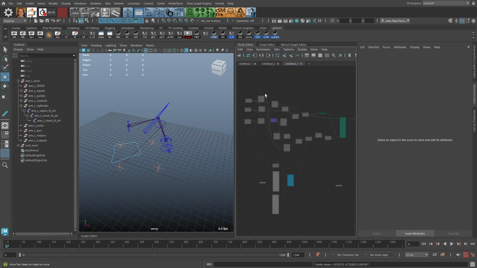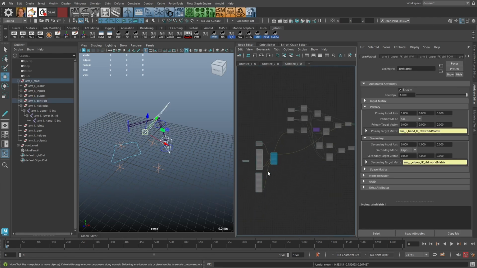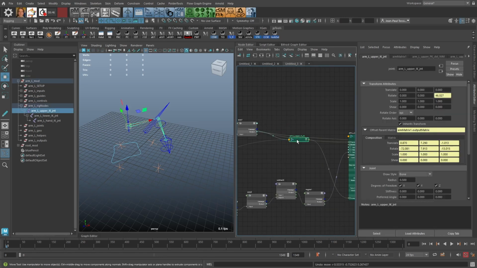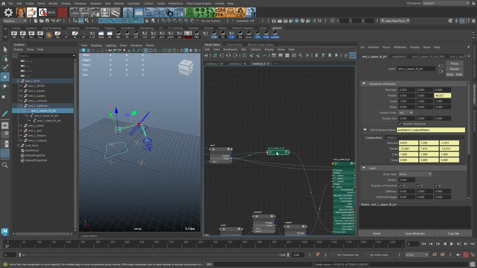But the whole point was to get rid of the joints, and we still have the joints in the setup. So let's replace the joints with temporary locators, so we can use them when blending the FK and IK to the actual joints we're going to use for skinning. For this, we can recreate this matrix by multiplying the local matrix that's using the angle to build a matrix, and that's multiplied with the offset parent matrix. We can recreate it in a mult matrix node.